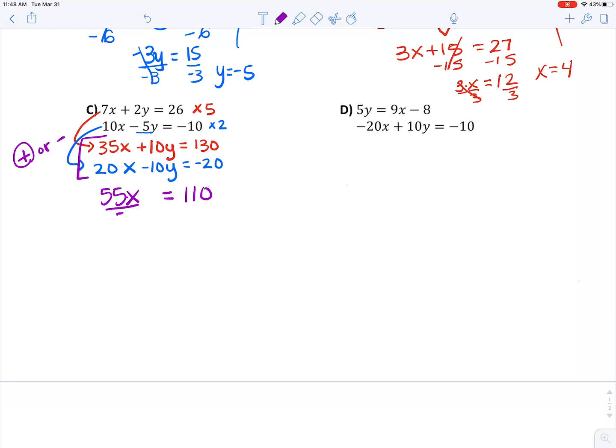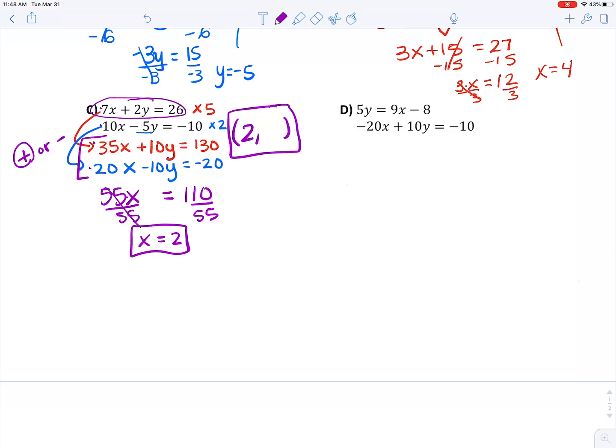How do you solve for x? Divide. Right now it's 55 times x, so divide is the opposite of times. So x is equal to 2. Okay, we need to still solve for y. So you could plug this 2 into really any one of these 4 equations. Doesn't matter. I'm just going to use the top equation right here. But if you plugged it into a different one, you should get the same answer.